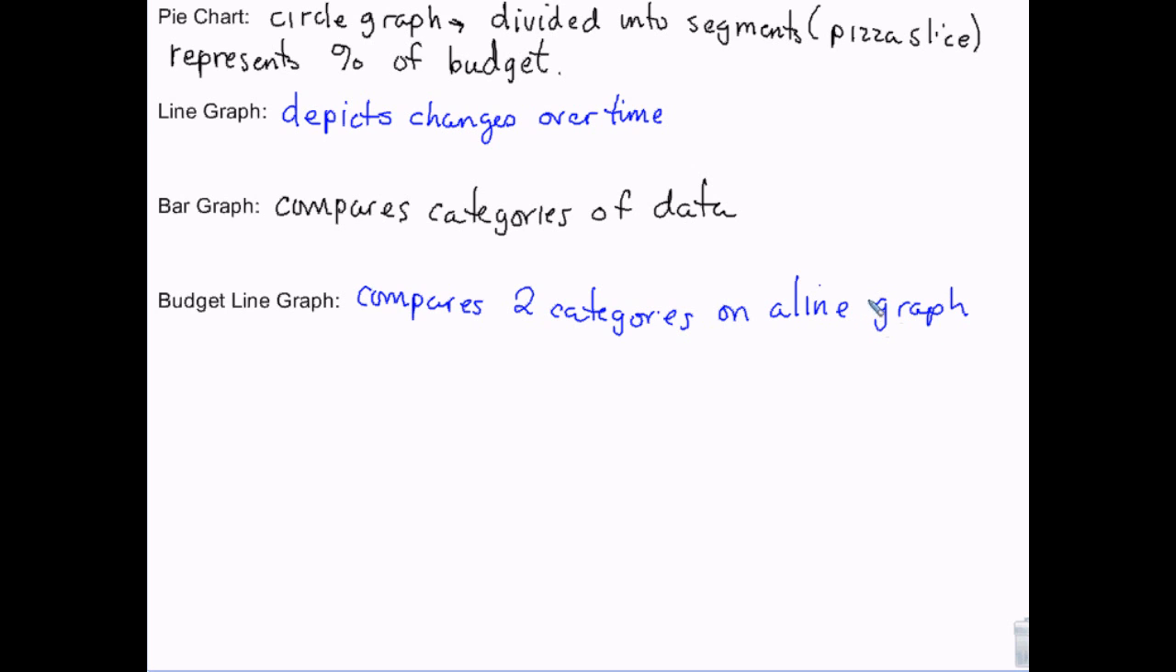Okay. Typically, what you're doing is you've got two lines on the graph. Typically, you have two categories of expenses. So you can add up the two to equal your income. So you might have two categories of expenses. You might have budgeted versus actual.